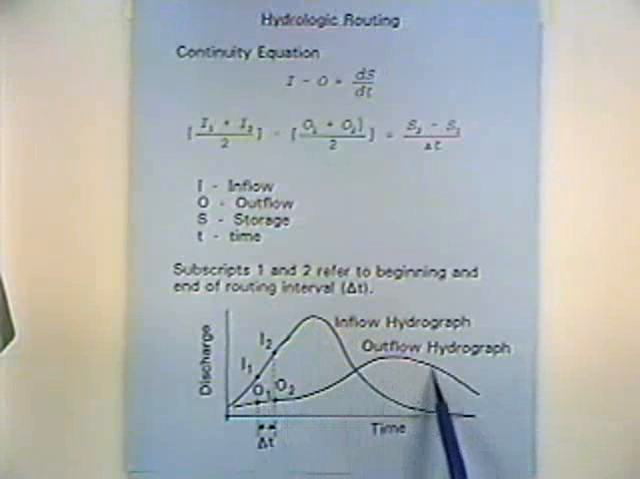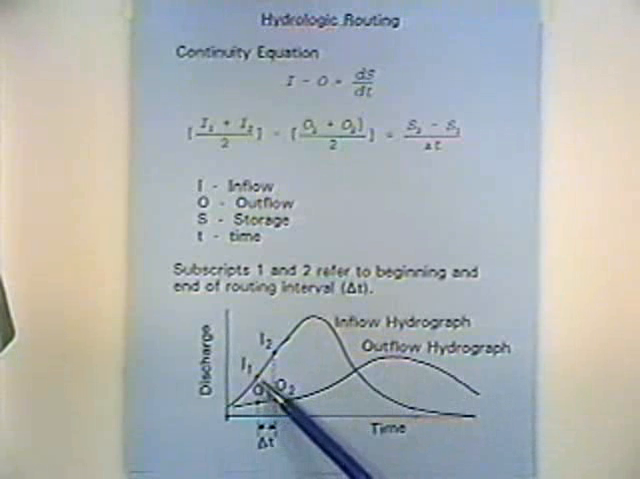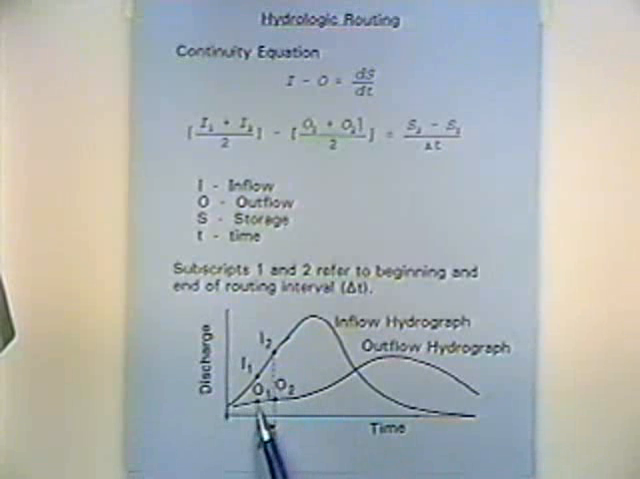And so this is the hydrograph coming out, and routing deals with computing this hydrograph coming out. So we'll step through time, some delta t at a time, and each time we'll know the inflow at the different points in time. We will have just computed O1, and the task will be to compute O2.